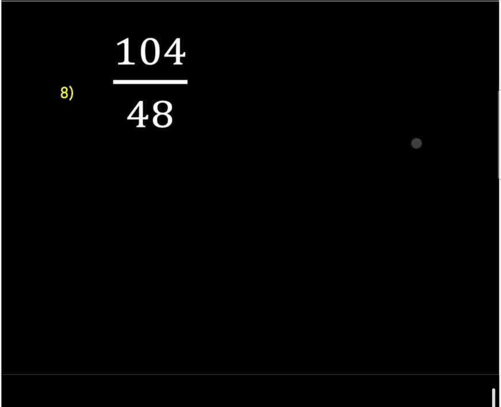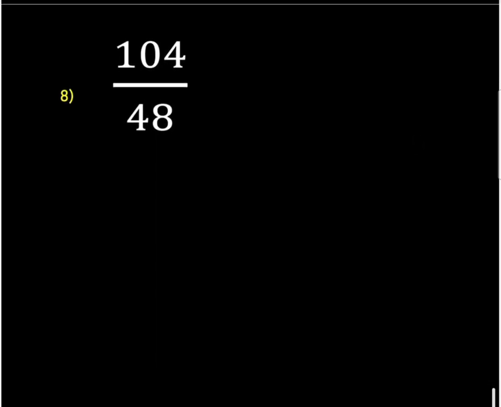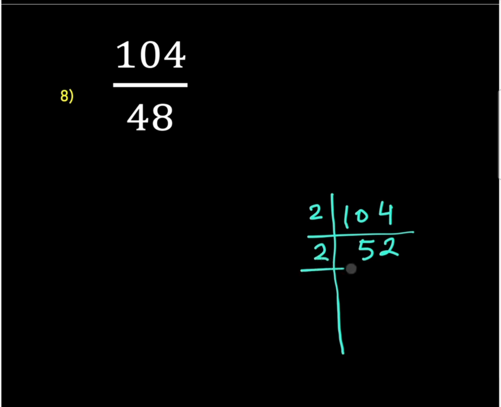Question number 8. We have 104 over 48. We can factor 104 into its prime numbers. Divide by 2, we get 52. 52 divided by 2, we get 26. 26 divided by 2, we get 13. 13 is a prime number. Divide by 13, we get 1.